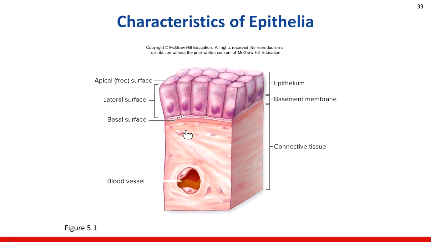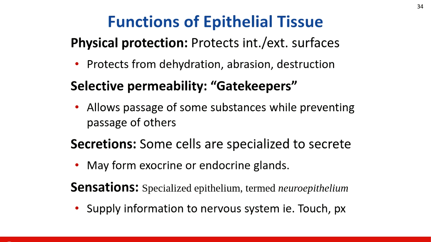Epithelium sits on top of the basement membrane. That's the tissue that forms a selective barrier in between the epithelium and the connective tissue that lays below it. We'll talk about the connective tissue here in a moment.